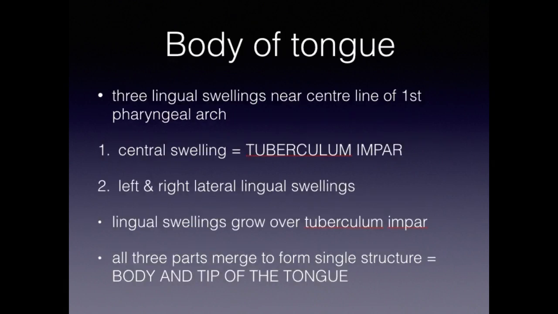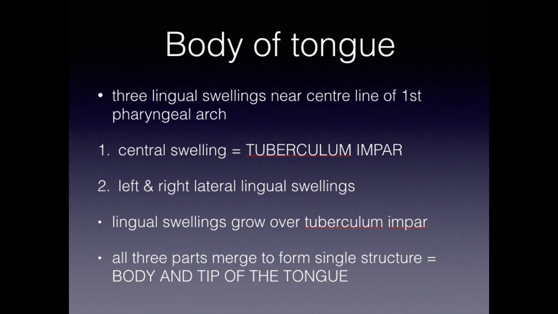So we'll start with the body of the tongue. Near the center line, so we're back to the first pharyngeal arch again, near the center line of the pharyngeal arch, and remember they're like a horseshoe-shaped band of tissue, we're going to see three swellings. There's a large central swelling called the tuberculum impar, and there are two lateral lingual swellings. Those lateral lingual swellings are going to quickly grow over the tuberculum impar.